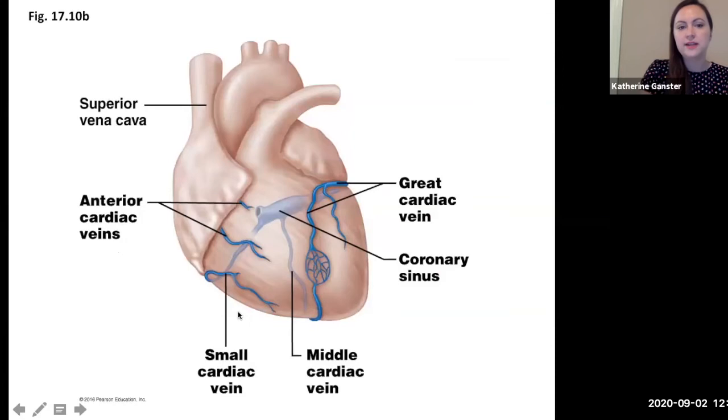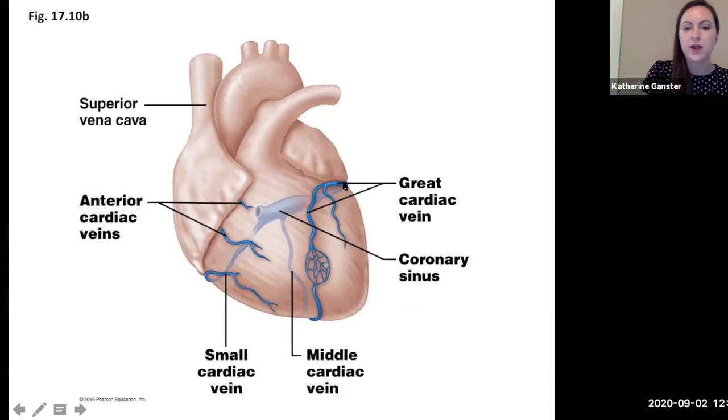Let's go ahead and take a look at the coronary veins. These are going to be returning deoxygenated blood back to the right atrium once the heart muscle has used up the oxygen. Now in front here on the anterior surface, this is called the great cardiac vein.